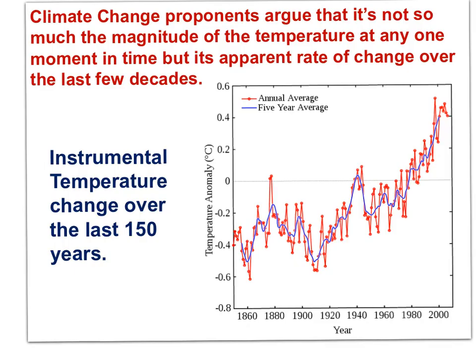This is a graph that shows instrumental temperature change over the last 150 years or so, and the data has come from thermometers. On both counts, the data is reasonably more reliable. Climate change proponents would argue that what's important about the data is not so much the high temperatures at any one moment in time, but the rate of change as seen in the slope of the curve, that this much change over a relatively short period of time indicates climate change.